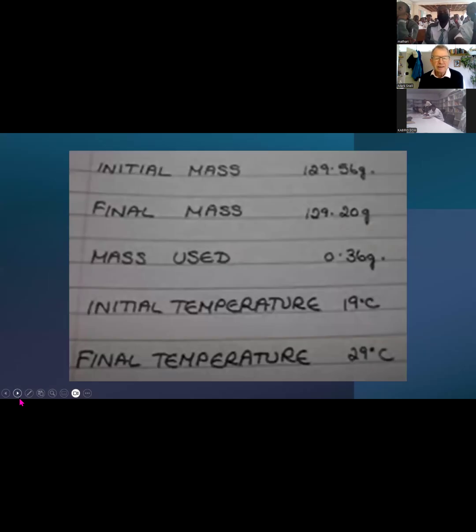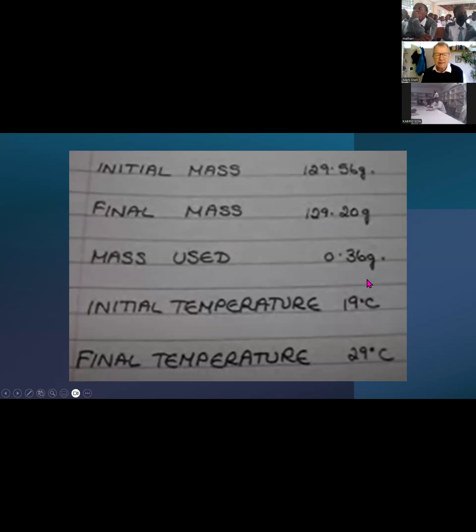So here is some data that the student has collected. The initial mass of the burner, its hexanol, is 129.56, and at the end it's 129.20. So there's the mass used. They've calculated that for you, 0.36. The initial temperature was 19, the end temperature was 29, and we had 100 grams of water.